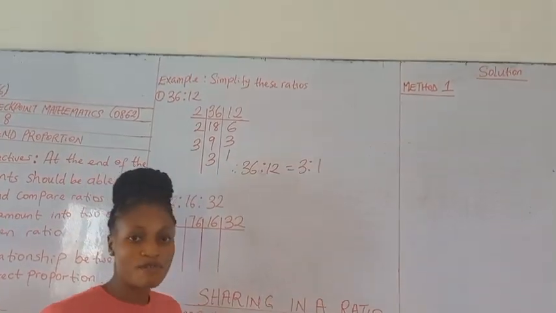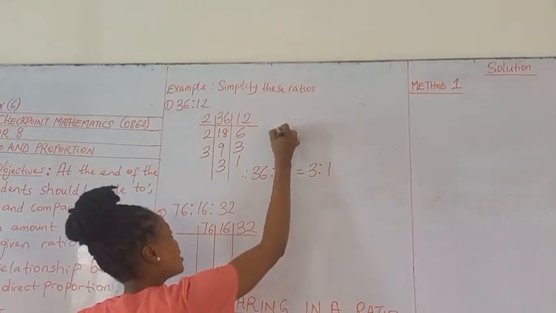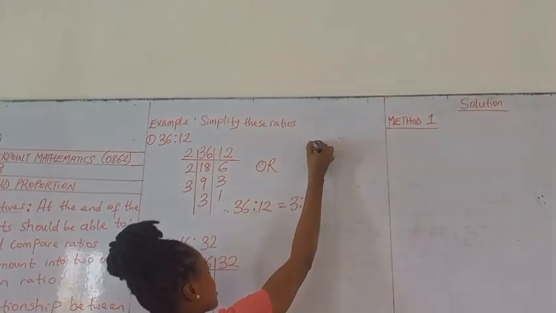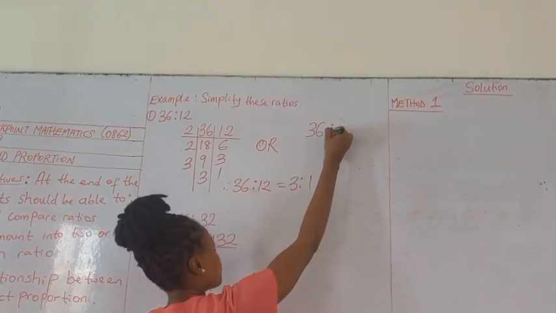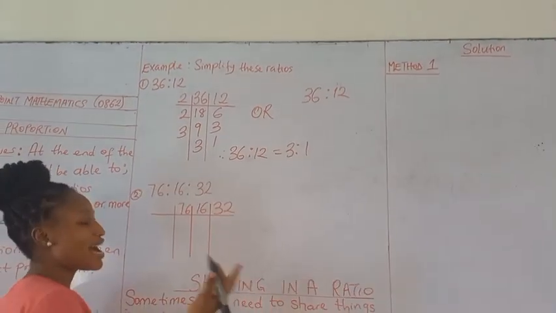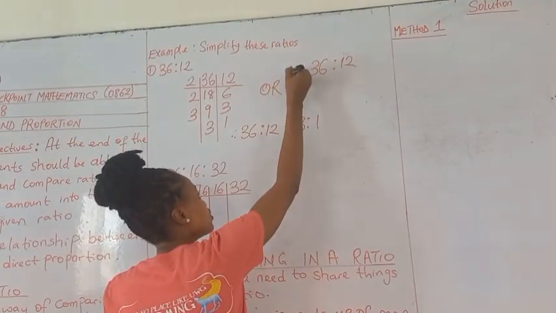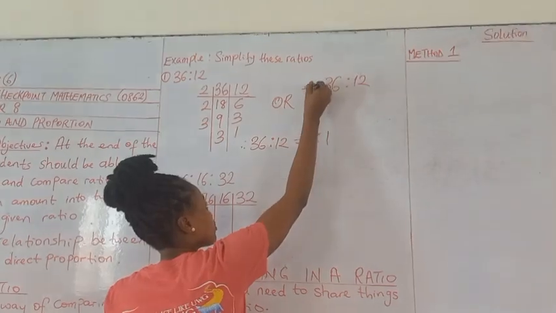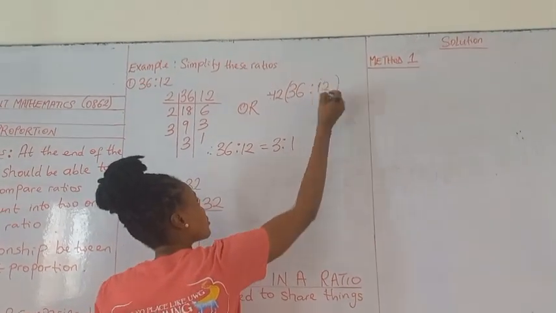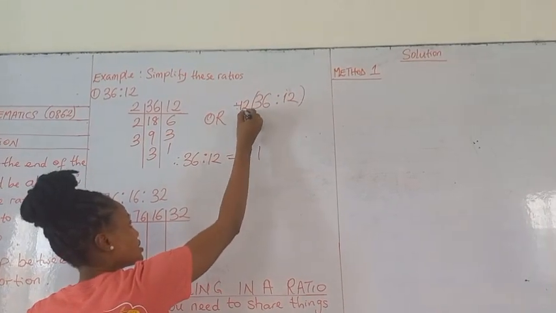Or using the simplifying method which I said earlier, write the value 36 ratio 12. And you check what can go in this. The highest common factor is 12. So you can say divided by 12. Then you put this in the bracket here. So 12 divided by 36.